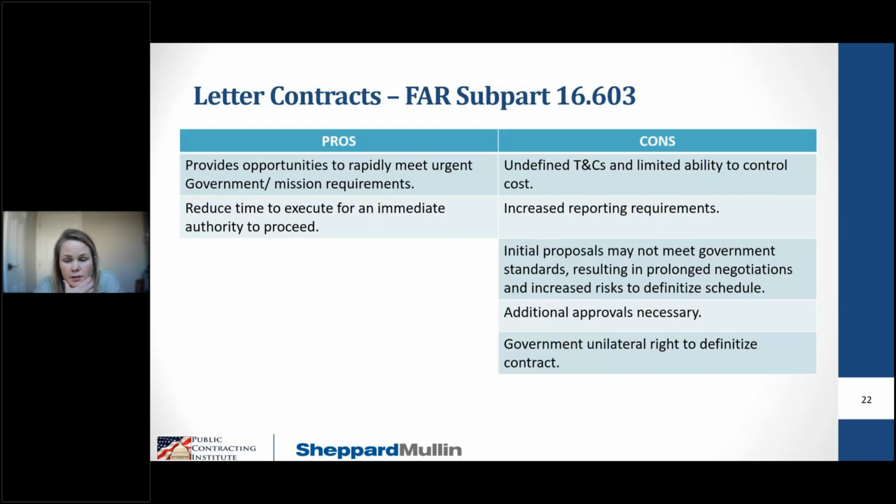Pros on this one are pretty straightforward, right? Letter contracts give contractors the right to immediately start working on a project, reducing the time it takes to actually negotiate the contract, or at least giving you a little bit more time to negotiate while you start working.